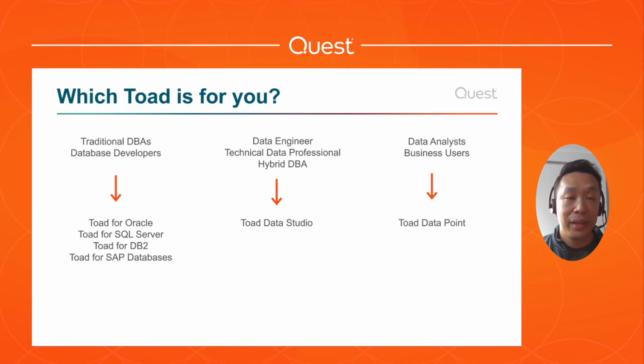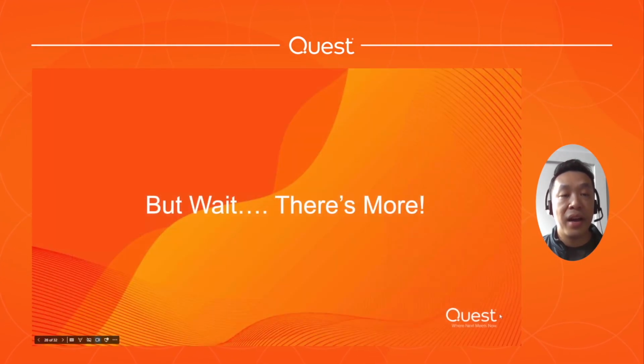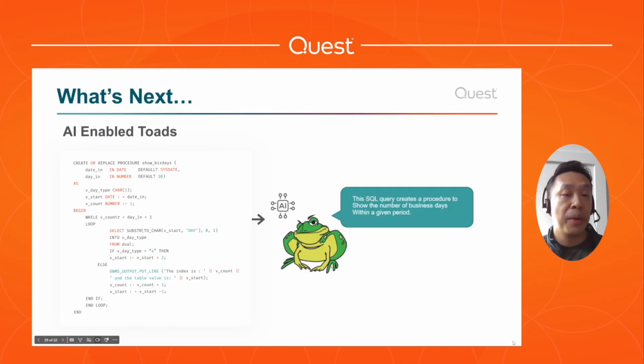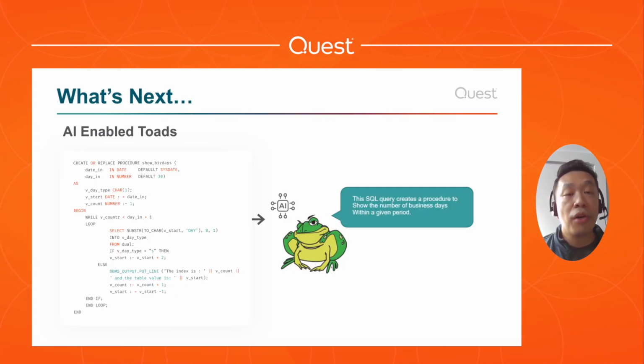All right, there's some stuff I can talk about, our new upcoming features like our AI-enabled Toads. Toad for Oracle already has this capability. There is a Toad for Oracle that has AI capability inside of it that you can opt in for. What it does is it can look at your source code and give you feedback and explain to you in plain English what that code does.